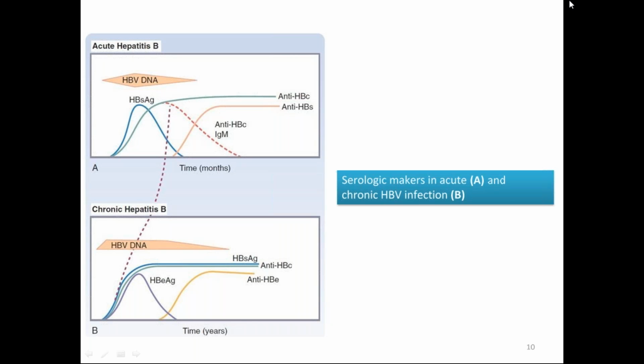So in acute hepatitis B, here you can see the HBsAg positivity in the initial stages. Over a period, it gets persistent.